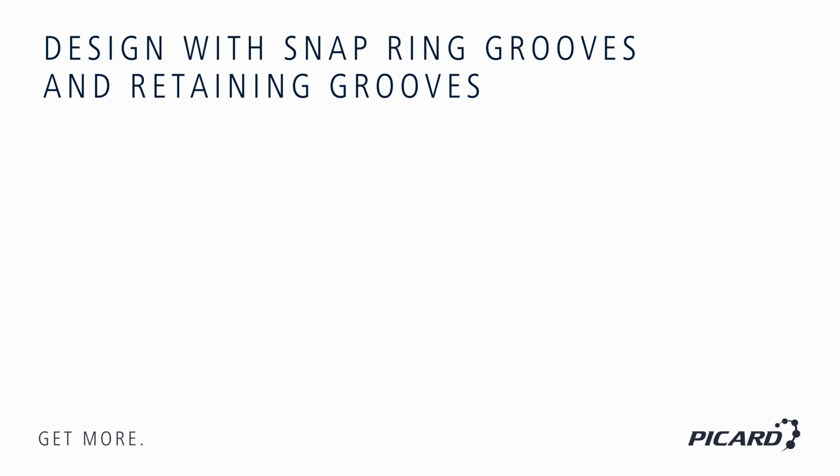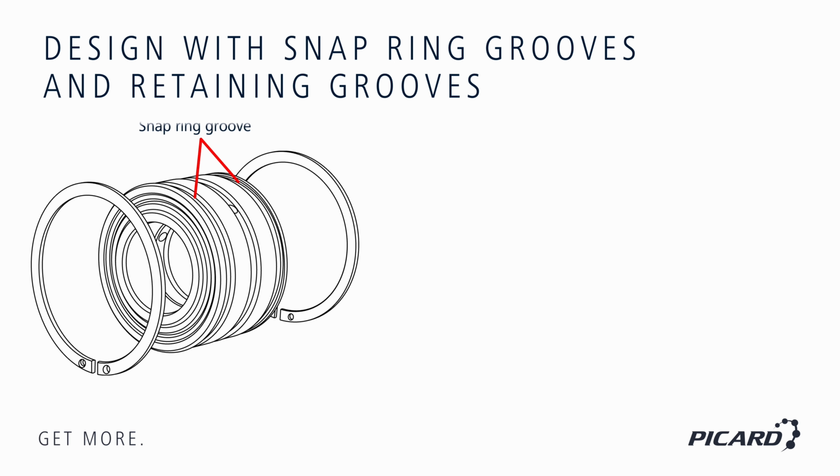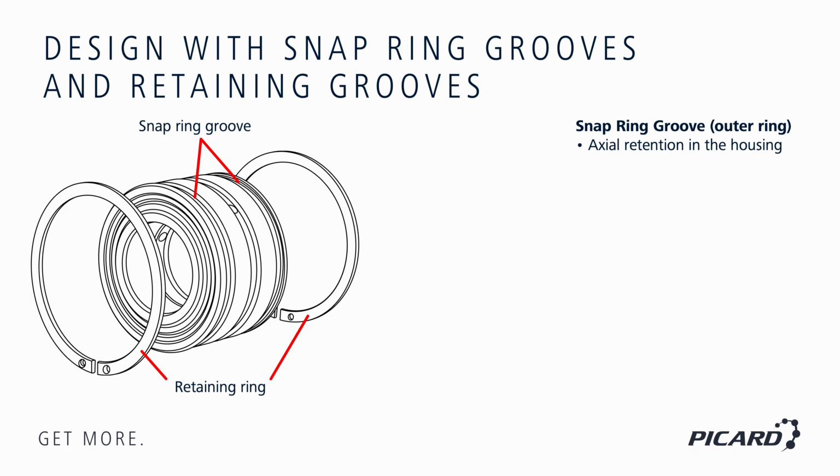There are also several design variants that simplify installation and operation. One of these is bearings with a snap ring groove in the outer ring. This groove allows the bearing to be axially fixed in the housing using a retaining ring. This saves installation space, simplifies mounting, and reduces installation time. In the bearing designation, this design is indicated by the suffix N.